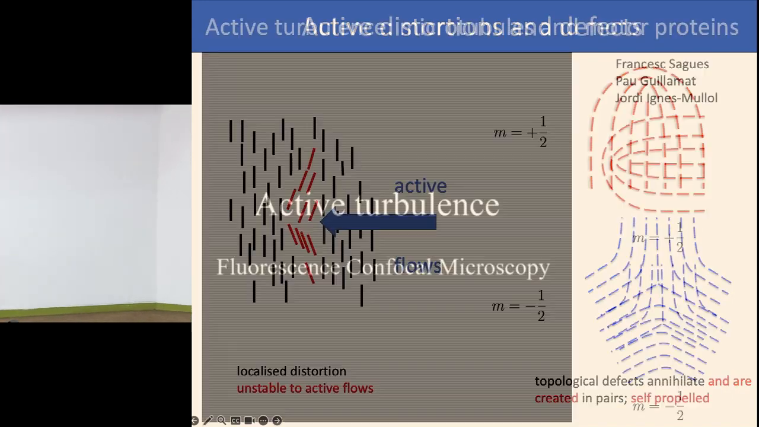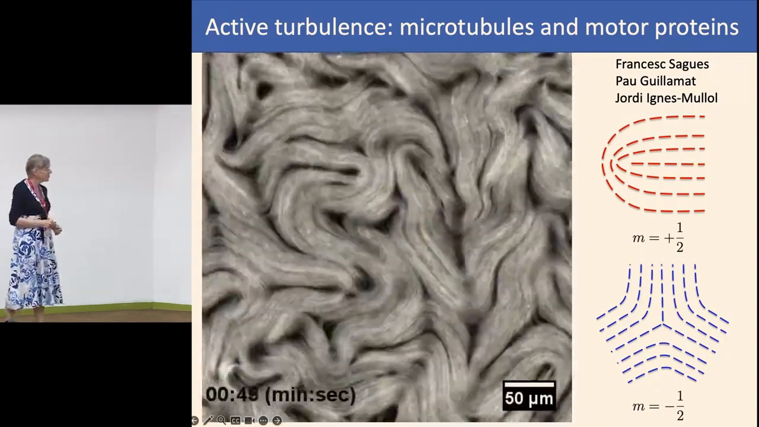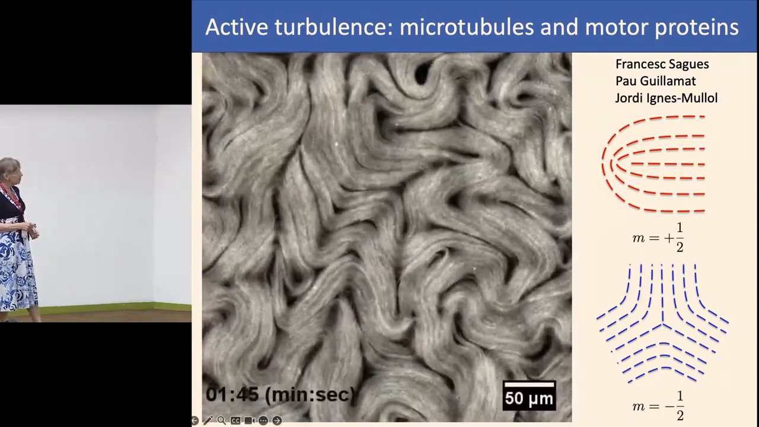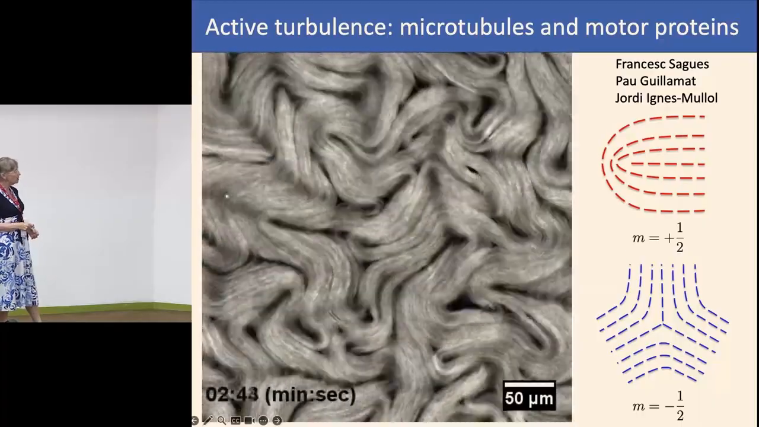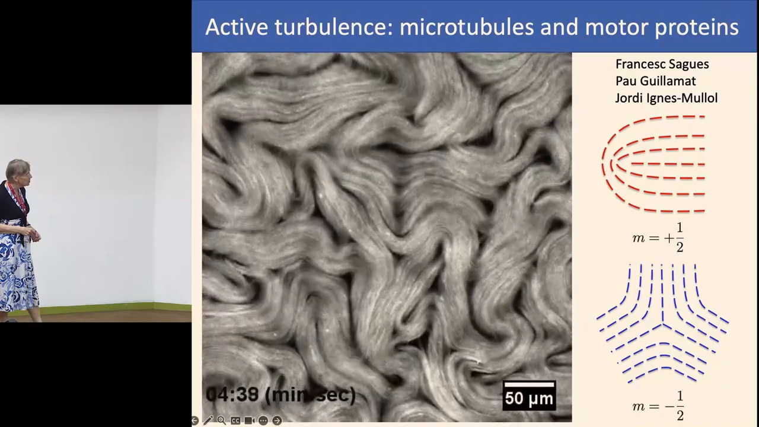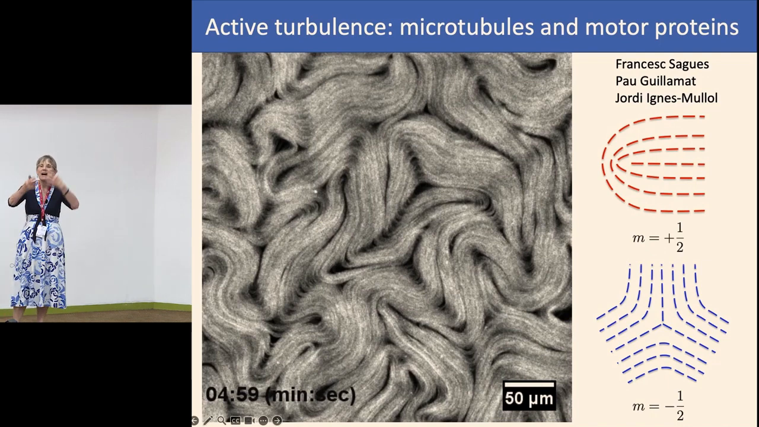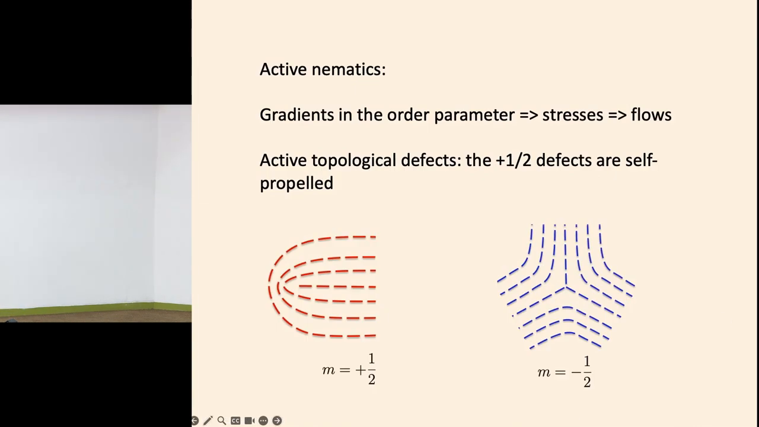So what you end up with is this active turbulence. Let's see if we can get this to play again. Okay, you can see the instabilities, the bends grow. You end up with these complicated patterns, and when it stops, we'll be able to see the topological defects quite nicely. There's a -1/2 defect with a threefold symmetry. This is the +1/2 defect. So this active turbulence is a gas of defects moving around, continually being created and destroyed.